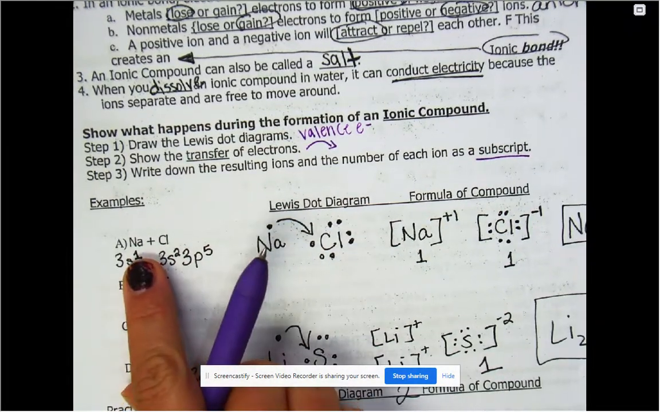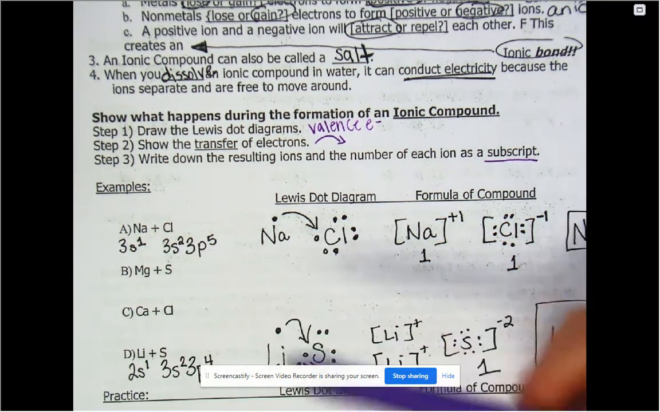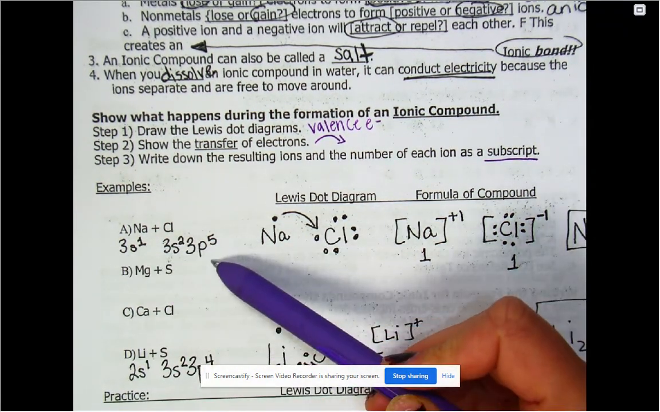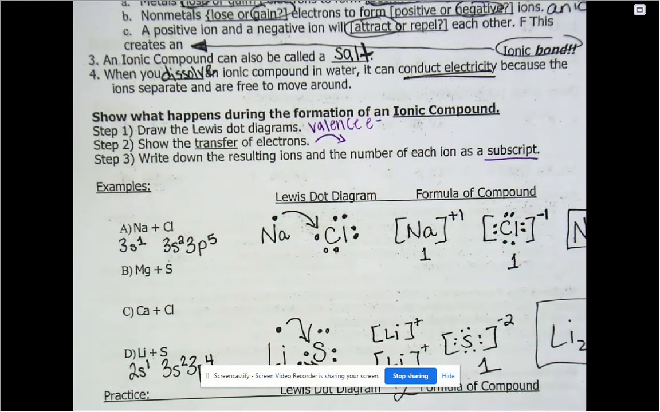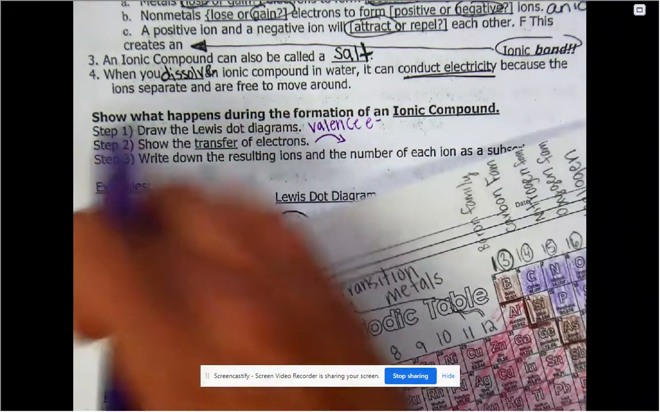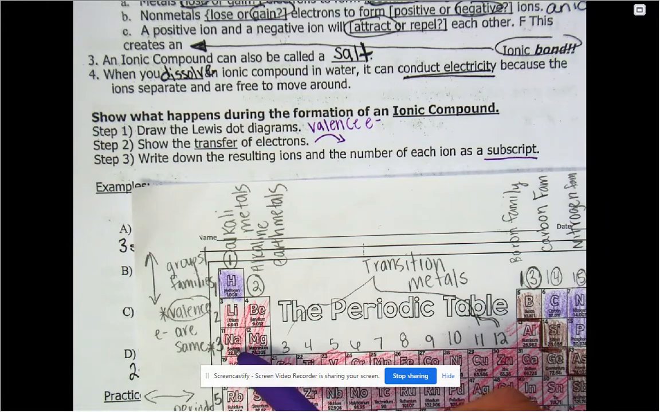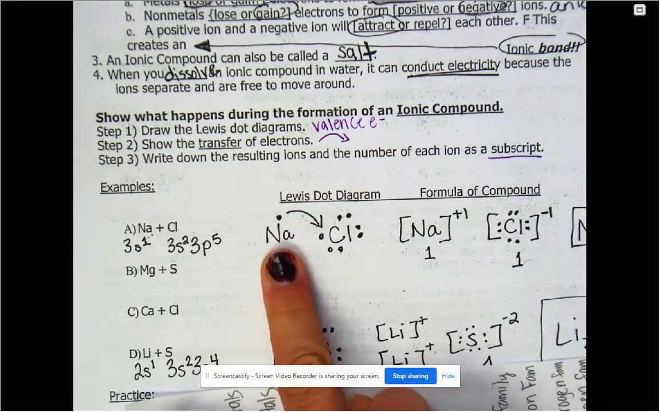So if we have NaCl right here, you can ignore the electron configuration. All that's doing is showing you where those valence electrons came from. Where are valence electrons, by the way, in an atom? The outermost shell. So sodium is in group 1 on your periodic table. How many valence electrons does sodium have? 1. So we would draw sodium and we would put the dot up top.